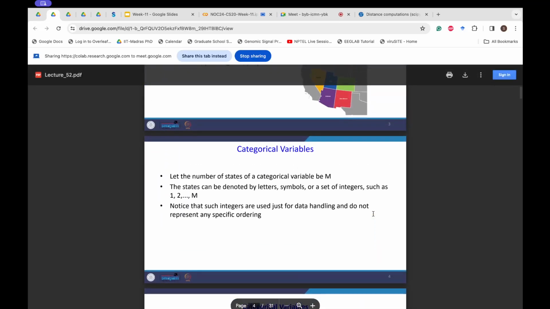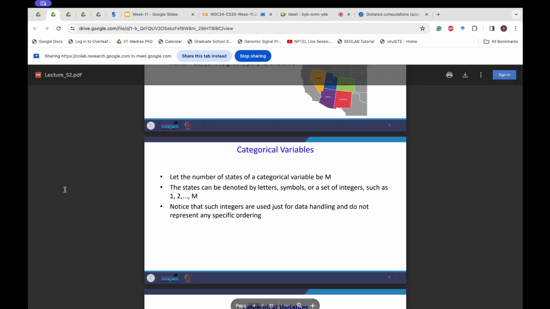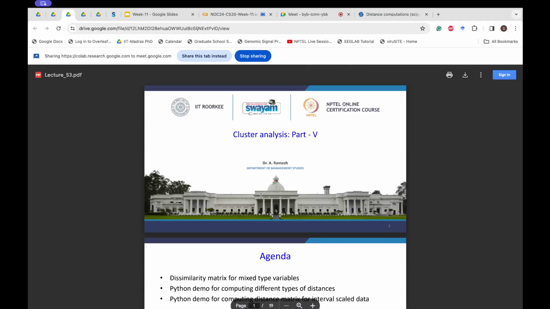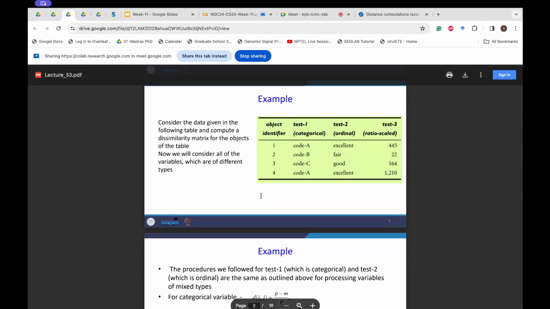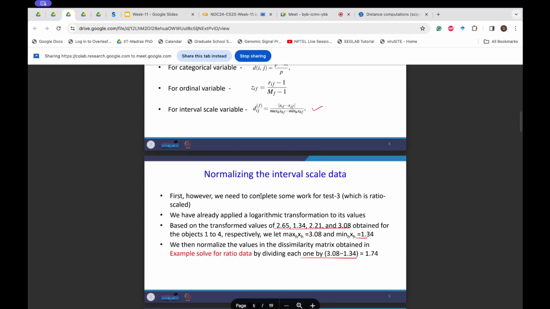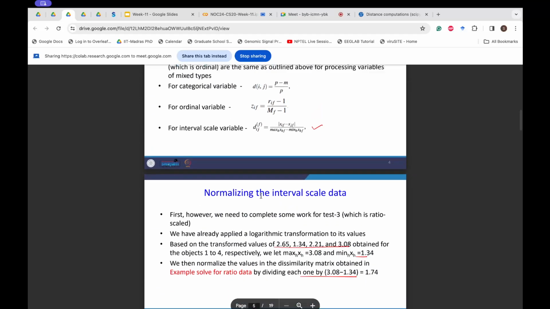So is there any particular topic that you want me to discuss in these distance measures? If there is not, then I'll skip this for the time being. Maybe we'll discuss it tomorrow.